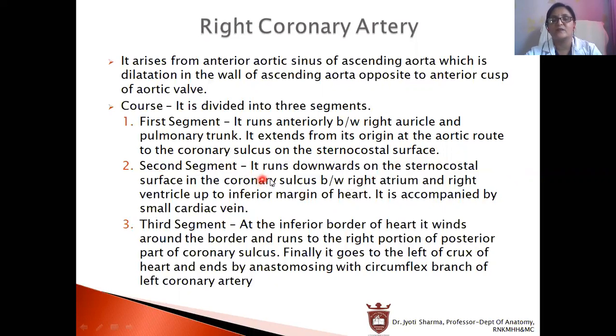In the second segment, it runs downwards on the sternocostal surface in the coronary sulcus between right atrium and right ventricle up to inferior margin of heart. It is accompanied by small cardiac vein. In the third segment, at the inferior border of heart, it winds round the border and runs to the right portion of posterior part of coronary sulcus. Finally, it goes to the crux of heart and ends by anastomosing with branches of left coronary artery, that is the circumflex branch.